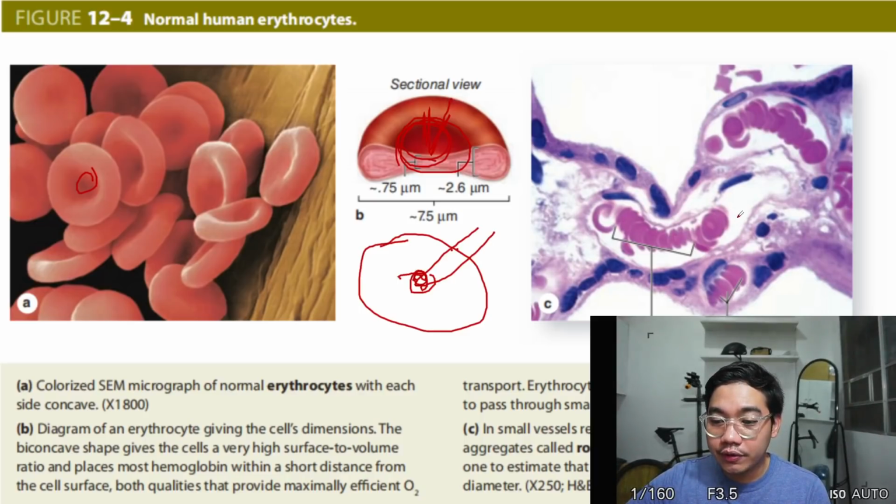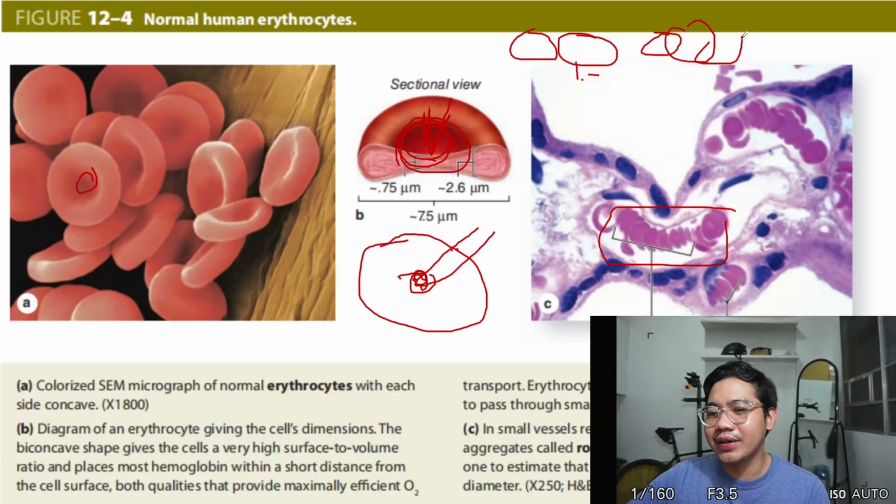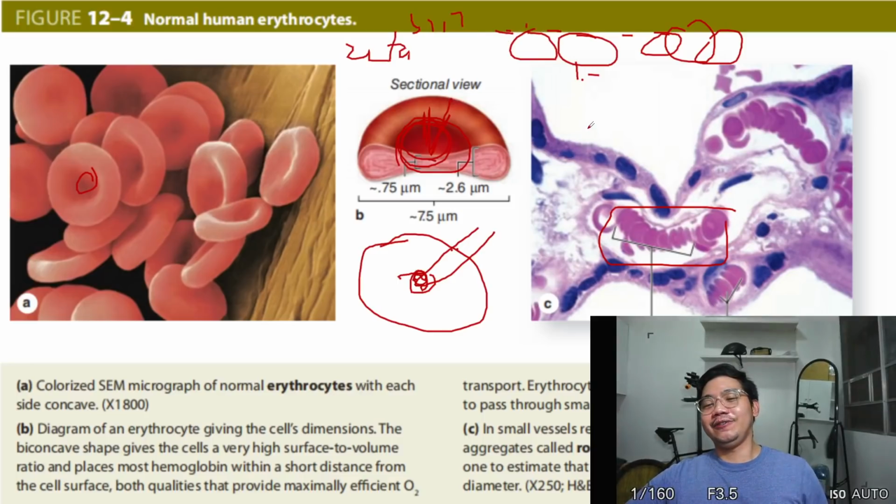So here what we see is a rouleau formation. Ideally, in medium-sized vessels, our RBCs don't stick together, they don't overlap in the circulation. That's because we have what we call the zeta potential, which is a negative charge. If your RBCs are negative, opposites repel each other. If they have a mild negative charge, they will repel each other. That's the zeta potential. It's brought about by the sialic acid on their membrane.